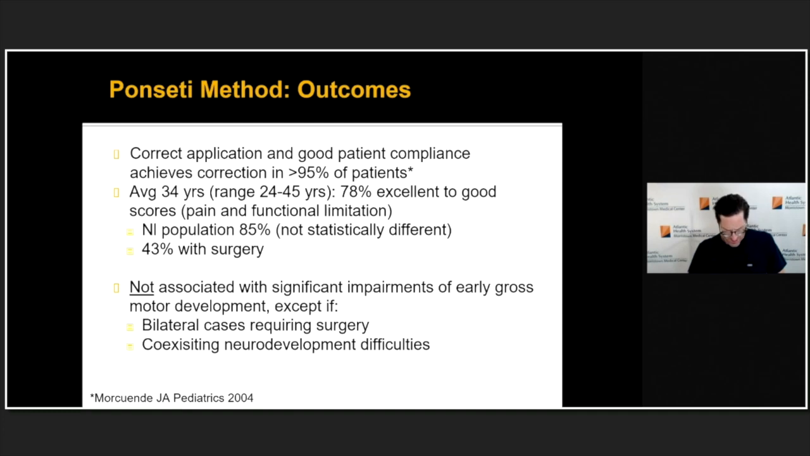One of the important factors that Ponseti also noted was that children who ended up needing surgery had a much lower outcome score, 43%.